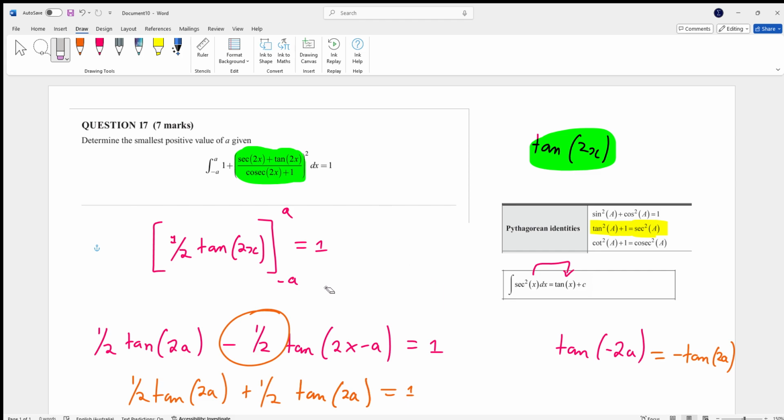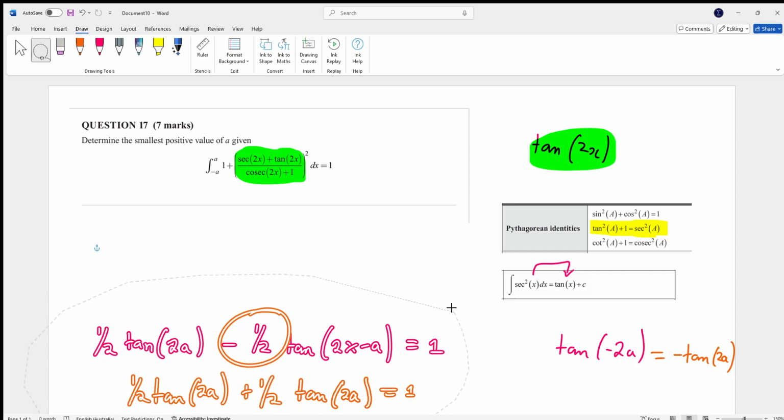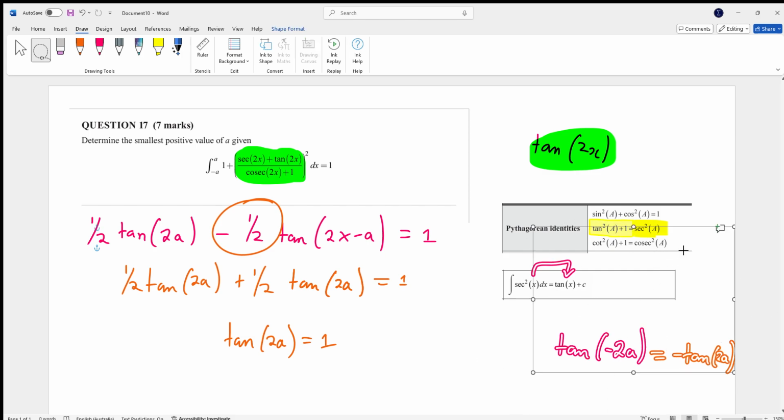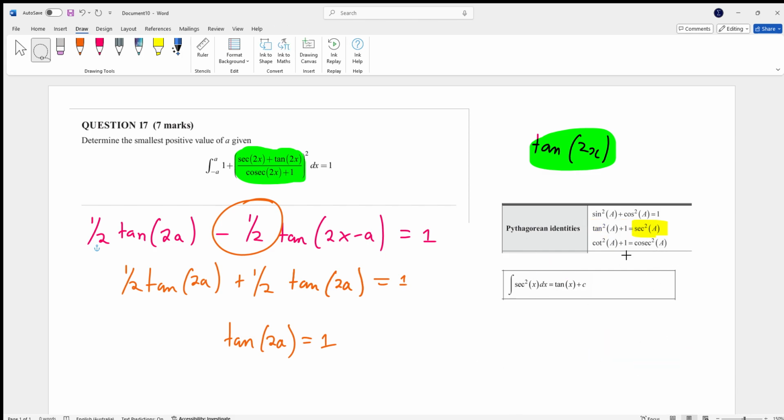Okay, let's move this stuff out the way. Let's move this up. Now, hopefully you can see, if I've got half of tan of 2a, and I've got another half of tan of 2a, I just have tan of 2a equaling 1. Now, in this situation here, we've got to ask ourselves, okay, if I were to move tan to the other side, I would have to take tan inverse of both sides.